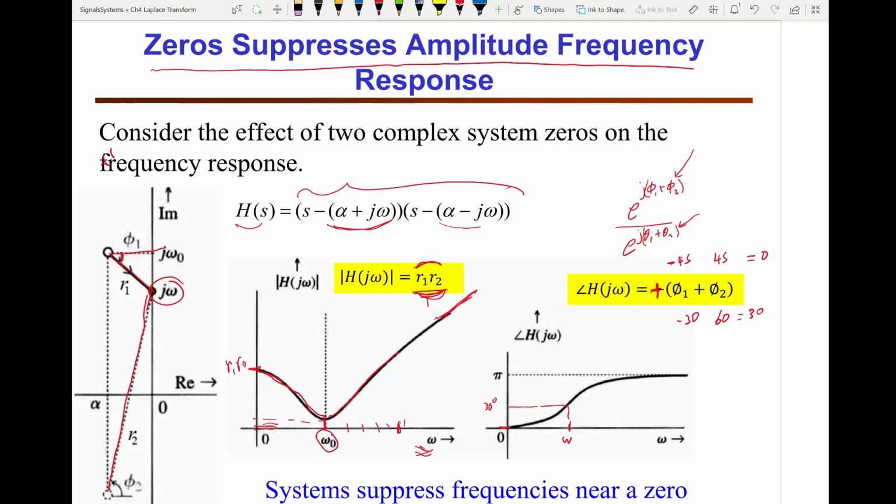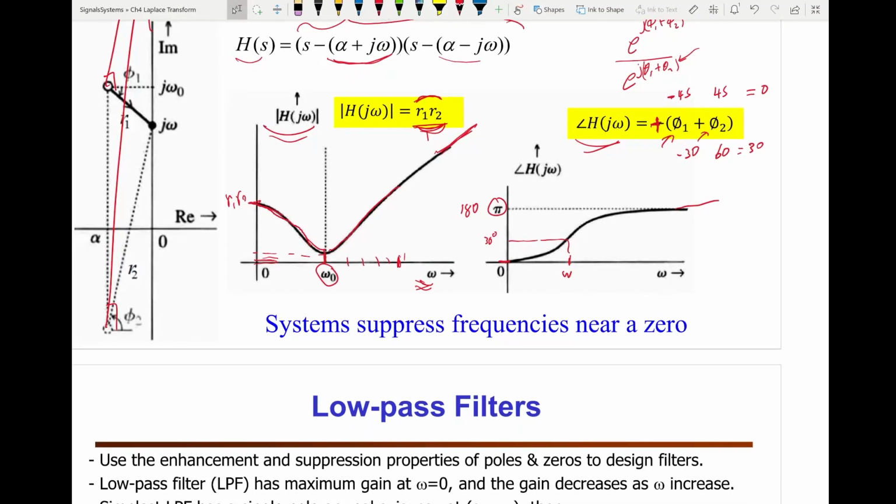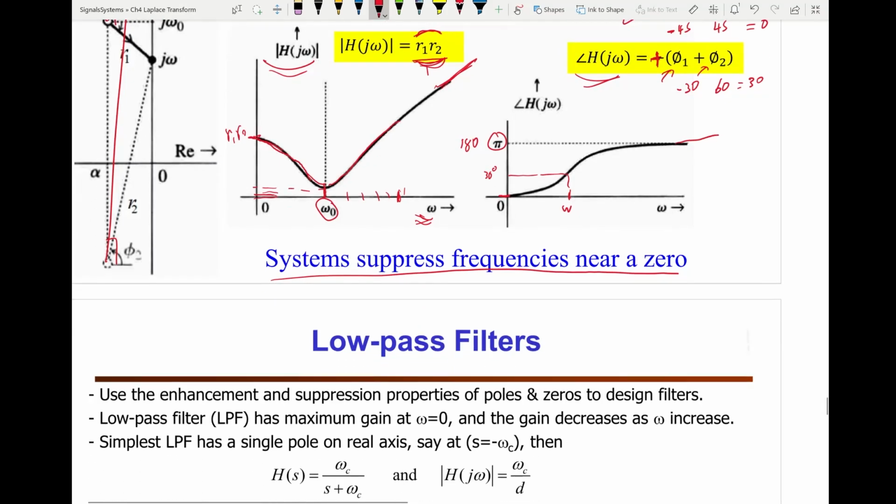Now, if the frequency increases, let's say to infinity, then this becomes almost 90 degrees, and this becomes almost 90 degrees, and 90 plus 90 is 180. And that's what this one is. So now you can see that by visualizing the location of the poles and zeros, you can quickly plot the magnitude and the phase of the system. So the rule: a system suppresses frequencies near a zero, and enhances frequencies near a pole.